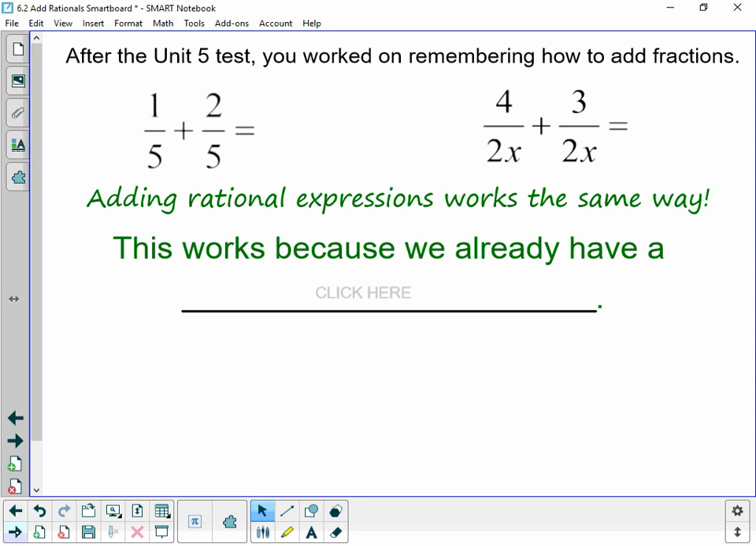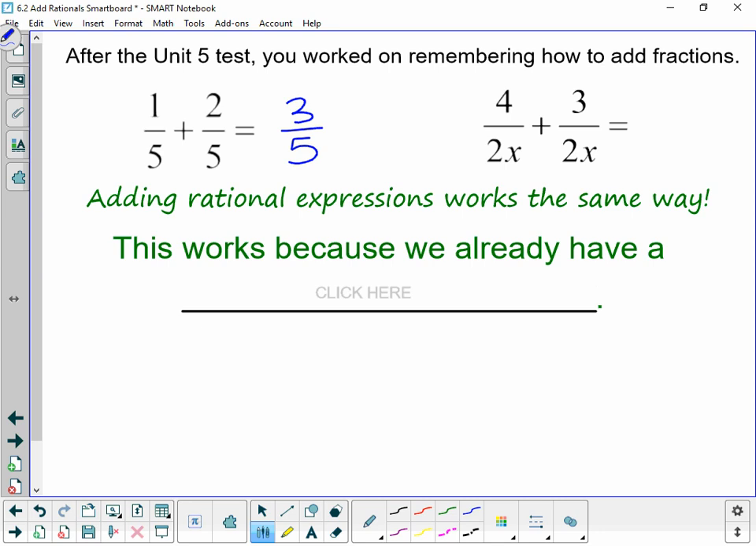So after the Unit 5 test, I had you work on remembering how to add fractions, and we had things like 1/5 plus 2/5, and hopefully you recall that in this case, because these two fractions have a common denominator, this would be 3/5. So 1/5 plus 2/5 is 3/5.